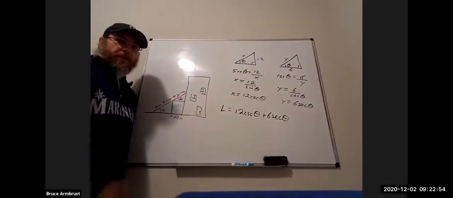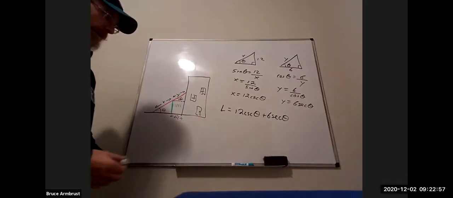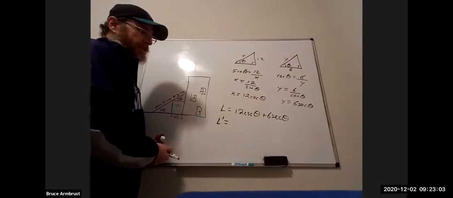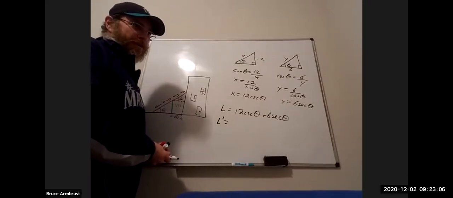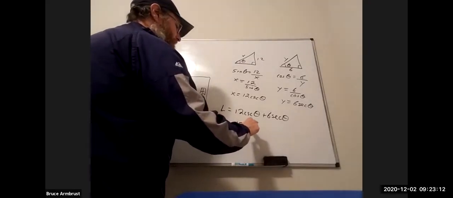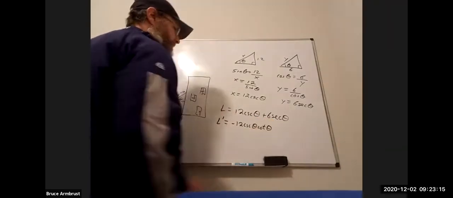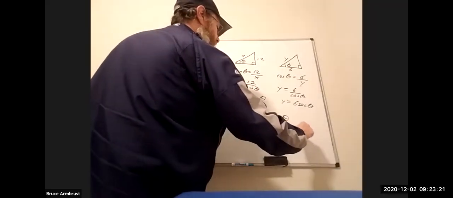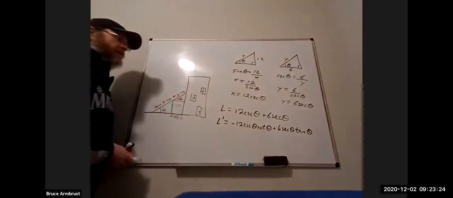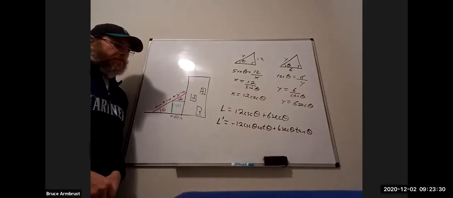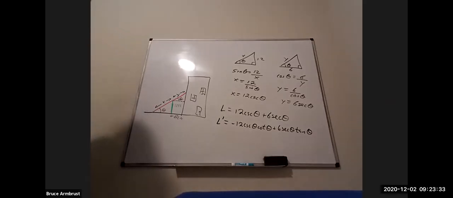Okay, so let's go ahead and differentiate this then. If we differentiate with respect to theta, we get L prime is equal to, well, the derivative of cosecant. Don't know if you remember this one. It's negative cosecant cotangent, so we're going to get minus 12 cosecant cotangent. And the derivative of secant is secant tangent. So the derivative of 6 secant is 6 secant tangent. So there's our derivative in terms of theta. That's the second thing that they actually asked us to figure out.